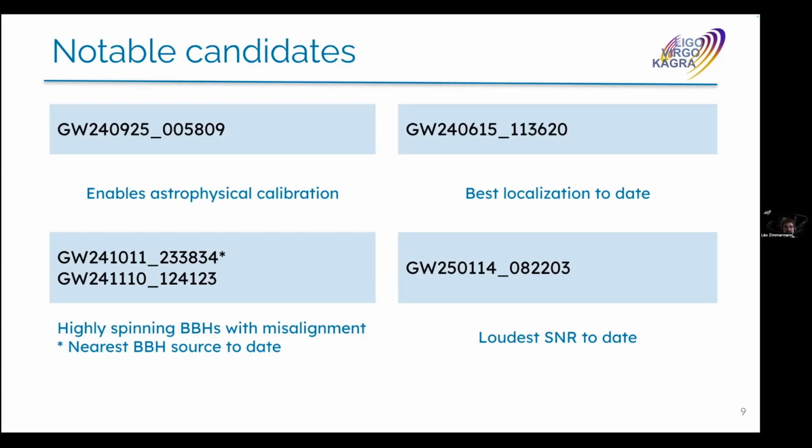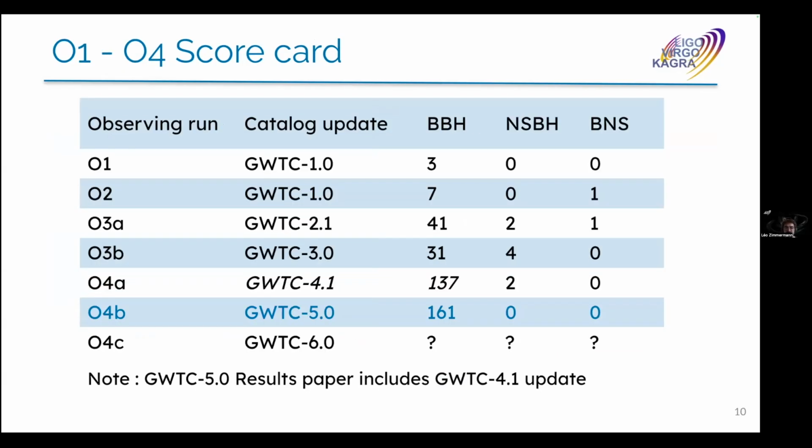If we go to the next slide, we're going to see a table with the evolution of the number of candidates that we saw. So in O1, we have 3 BBHs, then 7 plus 1 BNS, then 41, then 31, etc. And for GWTC-5, with the reanalysis of O4a's candidates, we have 161 new BBHs, no NSBHs or BNS, but still we have a great candidate in the run.